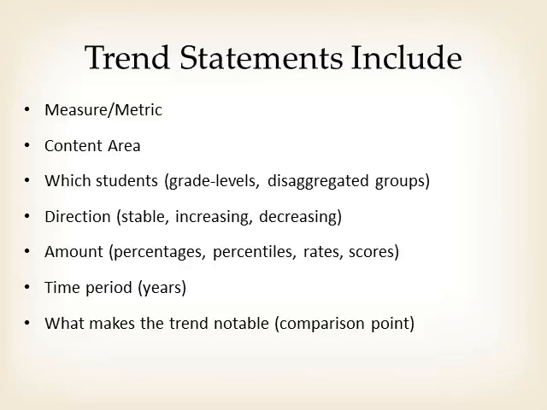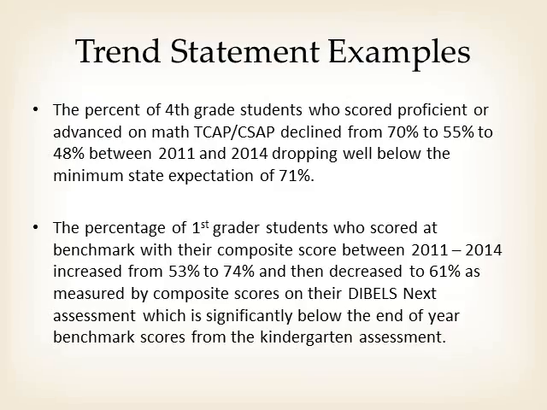When they are included in the UIP, each trend statement should include the following pieces of information: measure or metric, content area, which students, grade levels or disaggregated groups, direction, stable, increasing or decreasing, amount, percentages, percentiles, rates, or scores, time period in years, and what makes a notable trend or reference a comparison point. See these example trend statements.